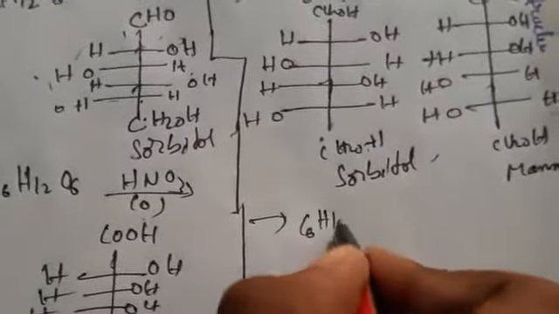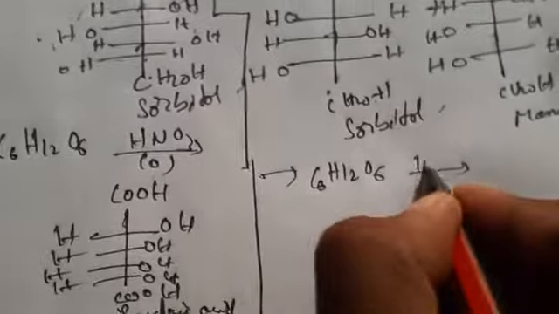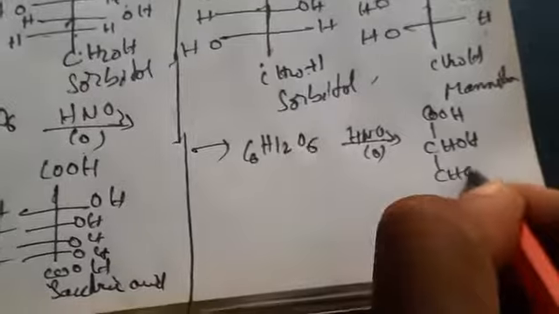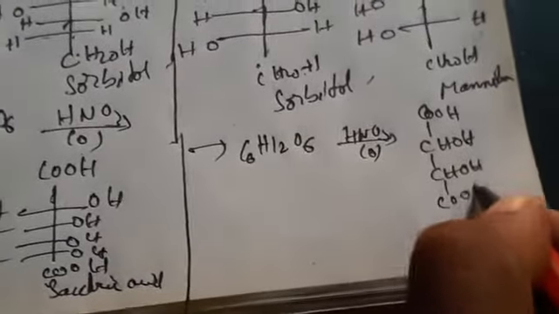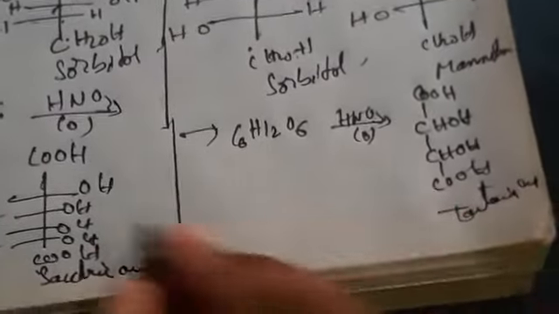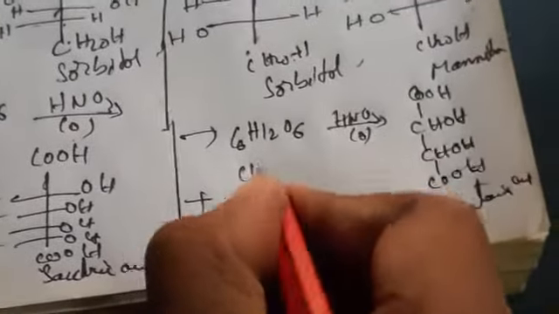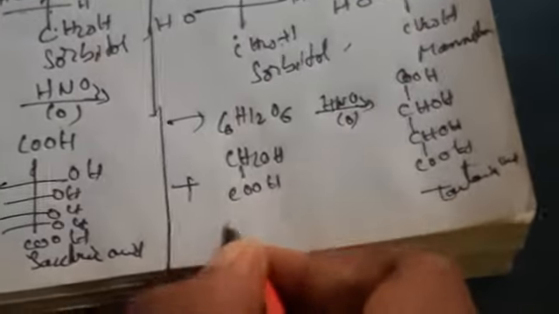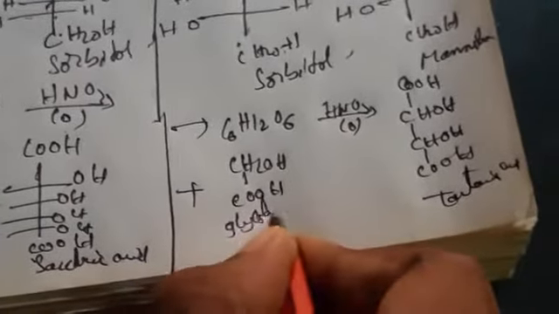But coming to here, when we do fructose oxidation with HNO3, it forms three types of molecules. One is tartaric acid, COOH, CHOH, CHOH, COOH. This is tartaric acid. Another one is glycolic acid, meaning CH2OH, COOH. This one is glycolic acid.